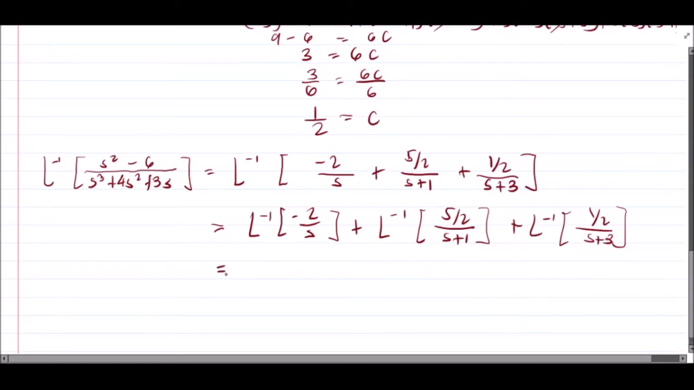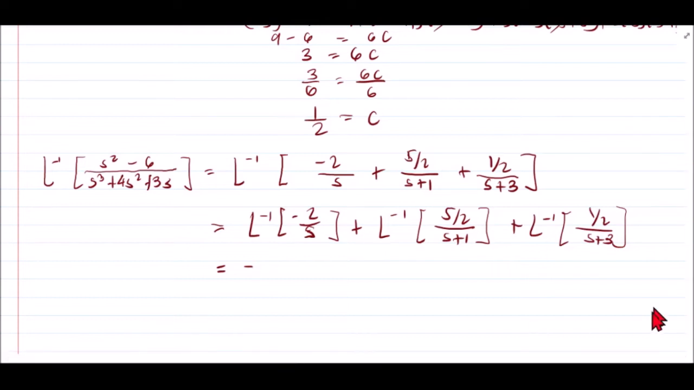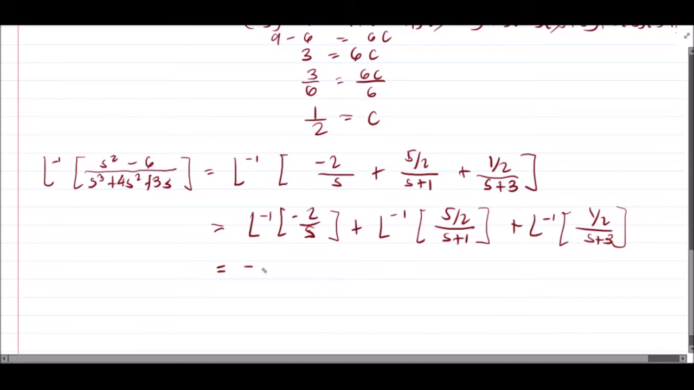So this is just a basic inverse Laplace transform of elementary functions, no? So this will be equal to negative 2, plus 5 over 2 e to the negative t. So our A there is 1, followed by the function, which is t, no? Plus 1/2 e to the negative 3t. And this is now our answer for this problem.